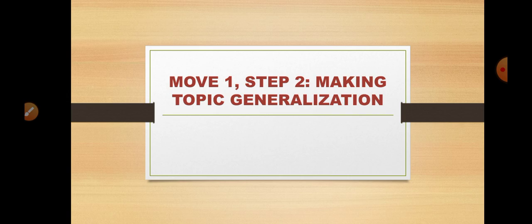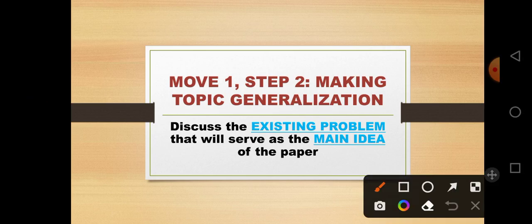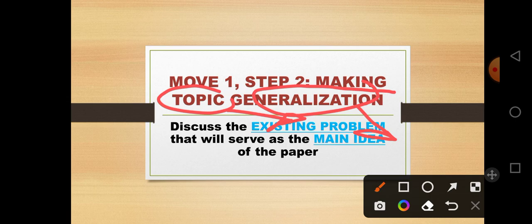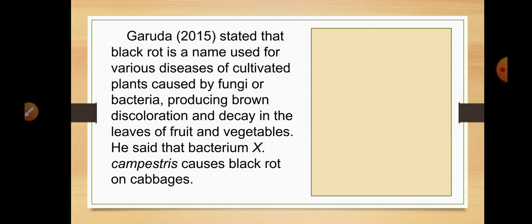Okay, so in this part, we must discuss the existing problem that will serve as the main idea of our research paper. So, making topic generalization, topic meaning to say existing problem, and generalization meaning to say main idea. So, meaning to say we are making main idea out of our existing problem. Okay, and that will be the second step of writing the move one. Now let us have the last step in writing the move one of our research introduction. So let's have our example.